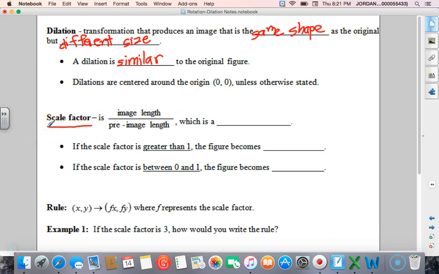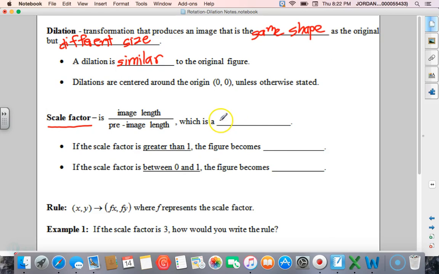Scale factor is the image length. Remember the image is what you end up with, the shape you end up with after the transformation. Pre-image is the shape before the transformation. So you take the length of the new image and divide it by the length of the pre-image, and that will give you the scale factor.